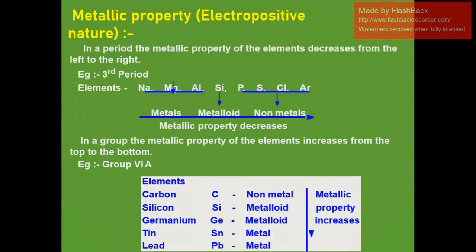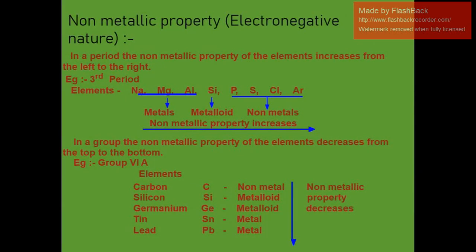Let us discuss the non-metallic property or electronegative nature. Non-metals, on the other hand, generally have 4 to 8 electrons in their respective outermost shell, and thus have a tendency to gain electron to form negative ion. Therefore, non-metals are also called electronegative element, and the non-metallic character is also called electronegative character. Let us see the variation in a period.